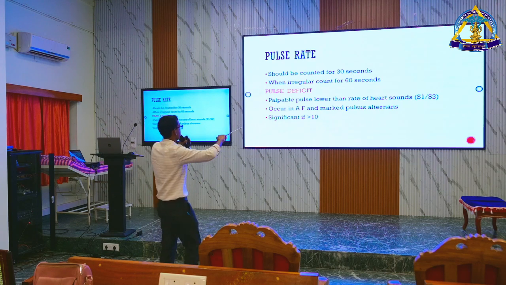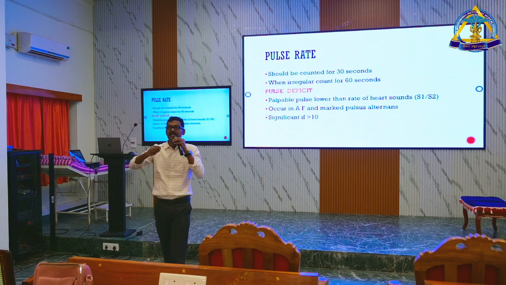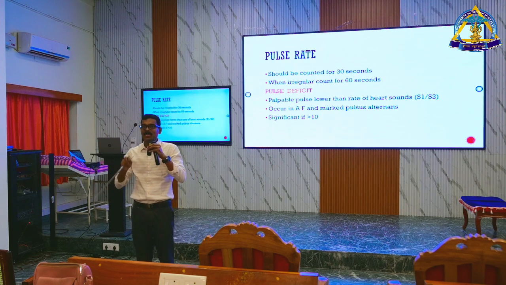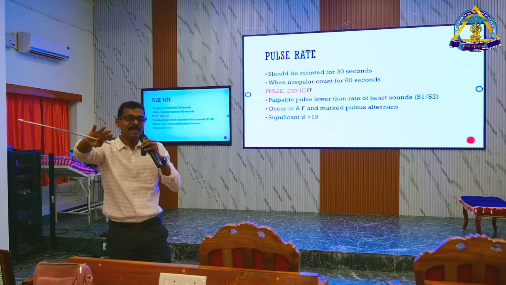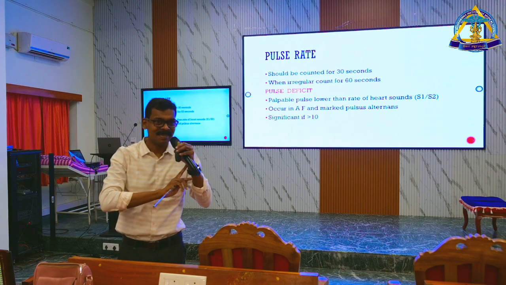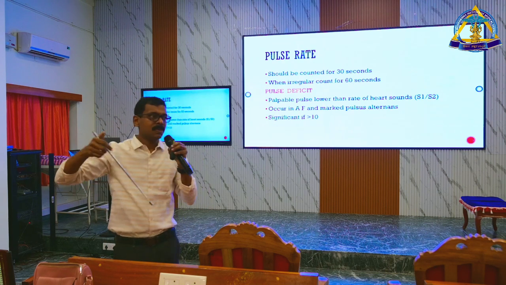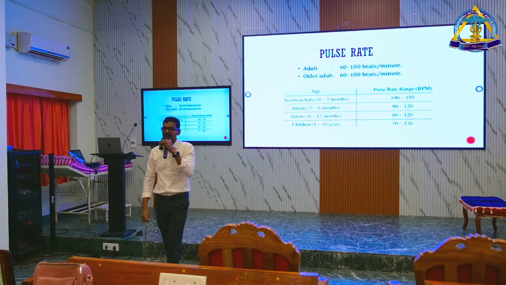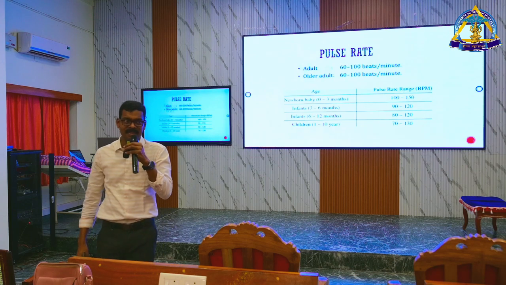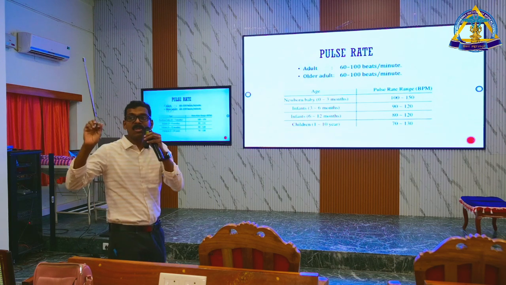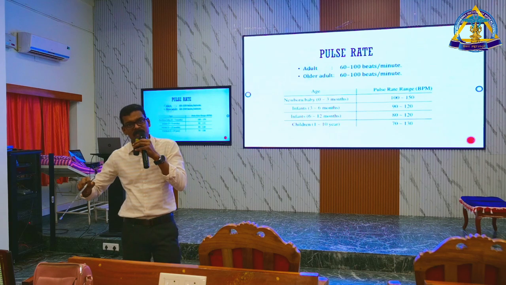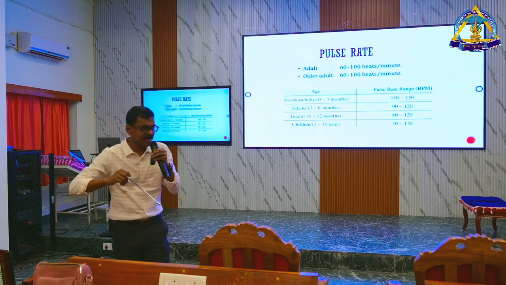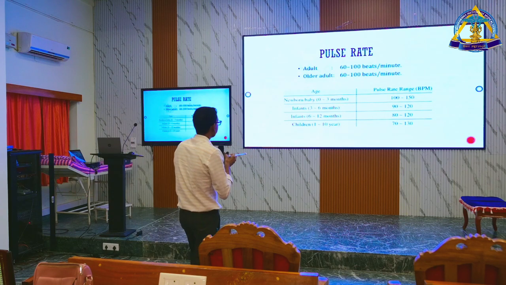And second, marked pulsus alternans. Pulsus alternans is nothing but alternate strong and weak pulses. So if you have 100 beats, 50 will be palpated as pulse. So there is a pulse deficit of 50. So these are two conditions where you have this. Normal heart rate in adults is 60 to 100; less than 60 is bradycardia, more than 100 is tachycardia. But in newborns, neonates less than 1 month, it is up to 140. In infants up to 1 year it is 120, and in children it is 120.